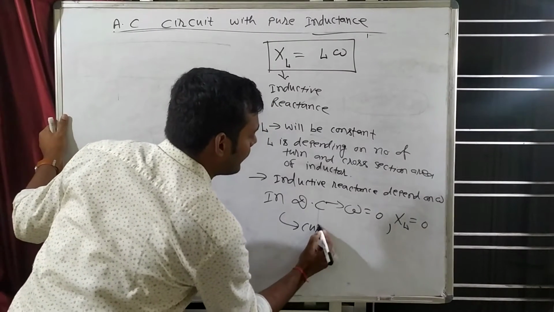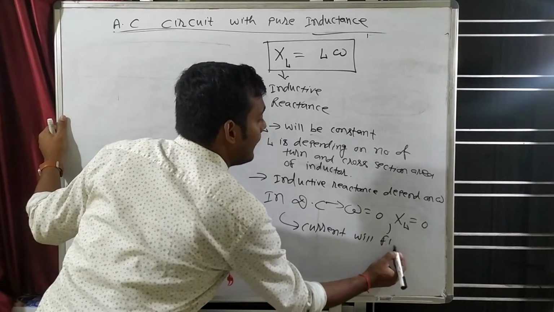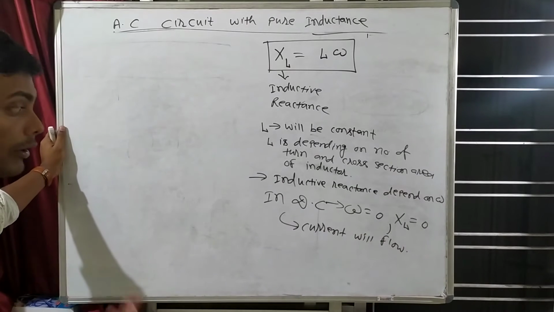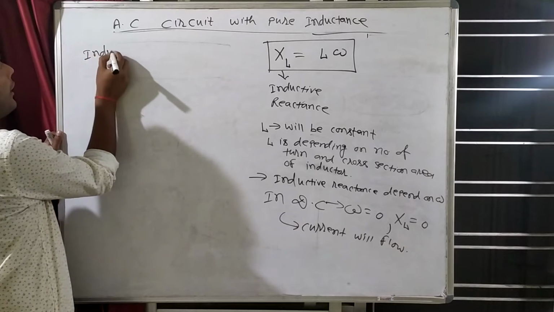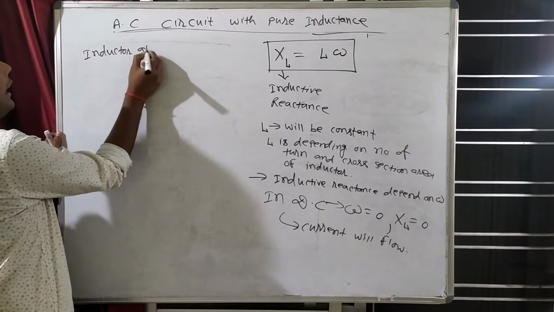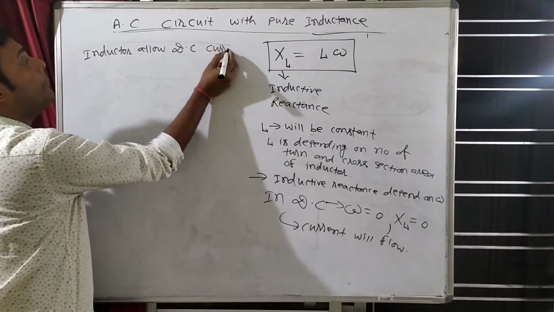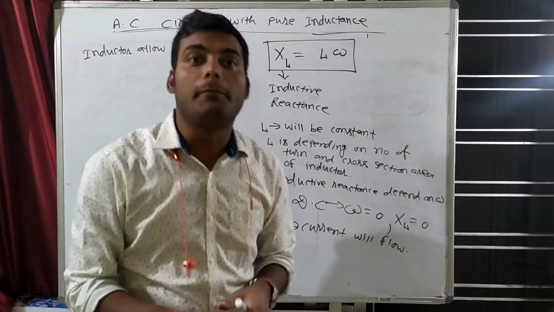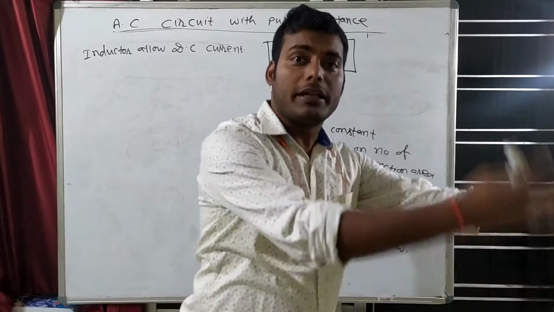Then current will flow. So the inductor allows DC current. What we will conclude from here is that the inductor allows DC current. Why? Because when resistance is less, current can easily flow. Just like when there is less traffic on the road, we can move easily.